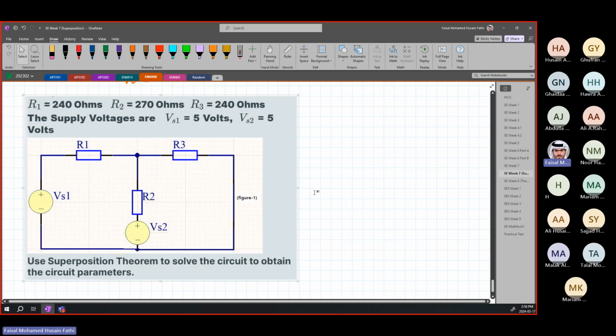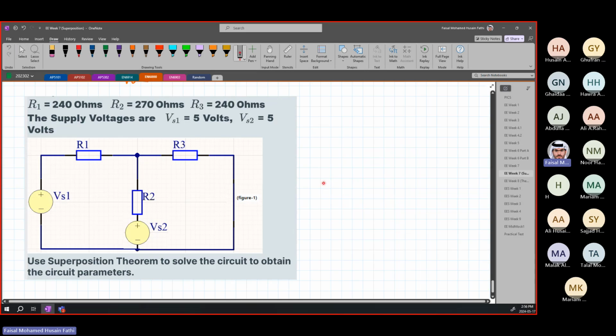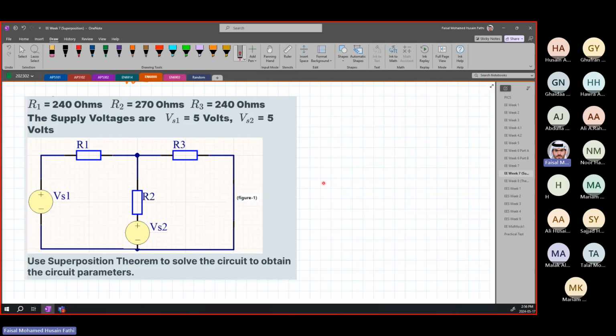I already did the solution and uploaded it on the Discord server, but it's exactly the same concept. You can go through it just to see. Here you need to know not superposition itself, but your basic reduction of circuits, your KCL, your KVL, and how to apply them. That's the main important thing.